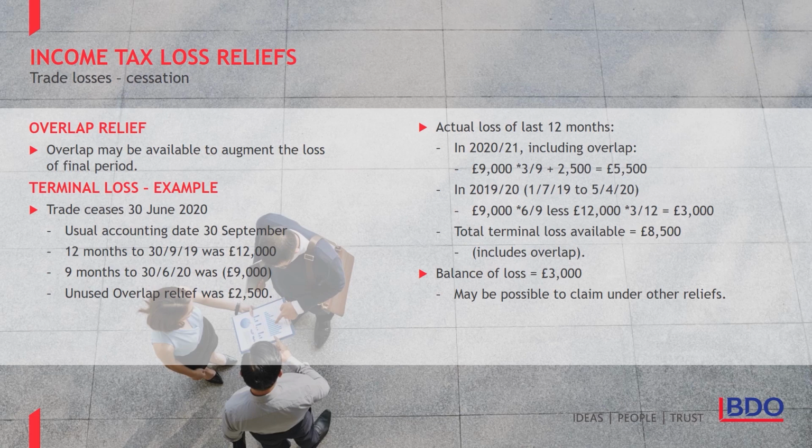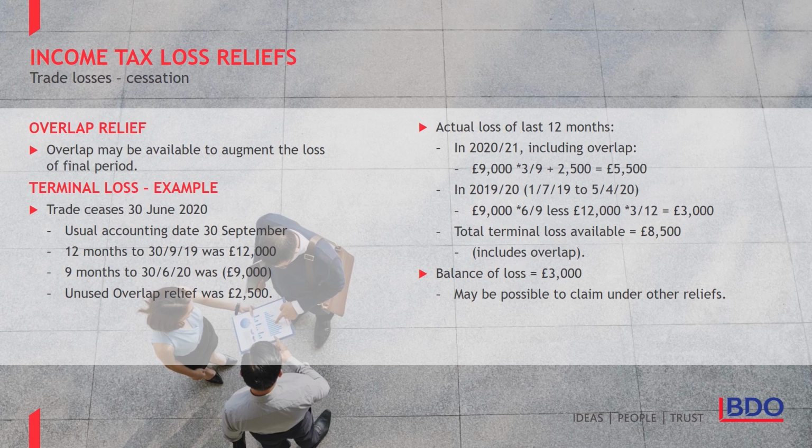Finally, the unused overlap relief. In this case, the overlap relief is £2,500. If there is unused overlap relief, which hopefully has been reported each year on the annual tax return, this will automatically be factored into the terminal loss calculation. In this case, the total loss available for terminal loss relief is £8,500.